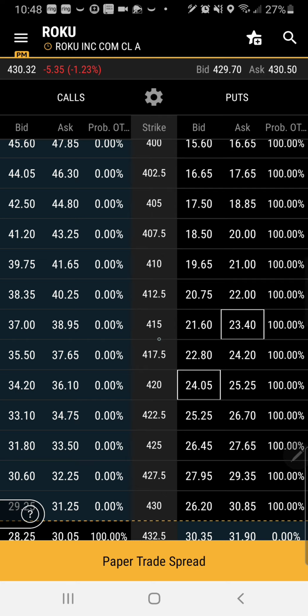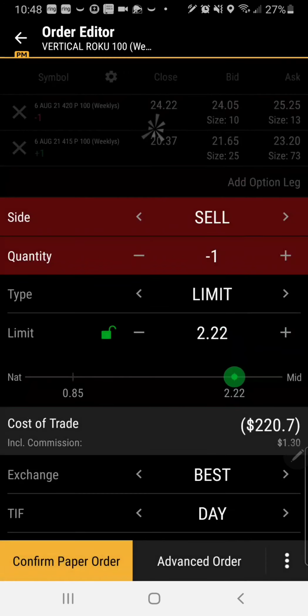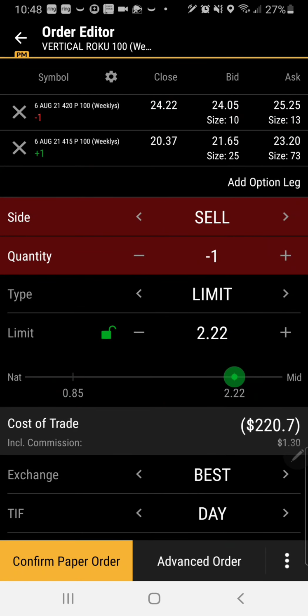Does anybody remember how we know the most that any two positions like this, where it's a buy and a sell, or a sell and a buy, can be worth? You just subtract these two, 415 from 420, and you get 5 times 100 is 500 bucks. That's the most it could be worth. So let's see how much of that 500 bucks we can collect. Okay, we can collect $222.